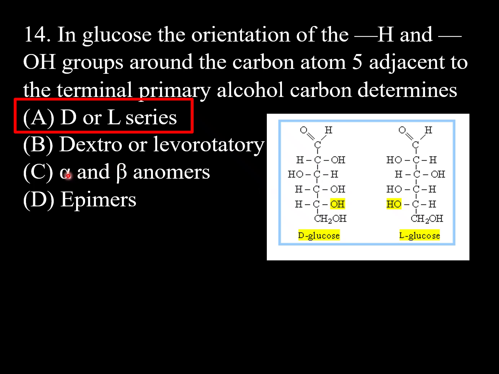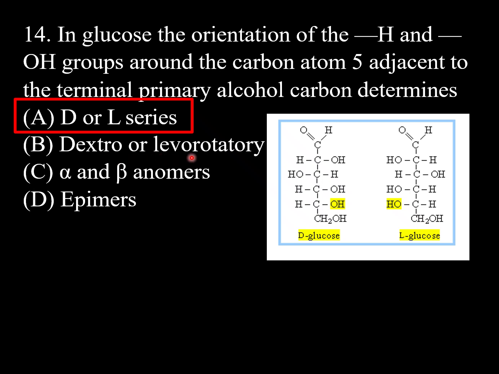We have also seen alpha and beta, in which the hydroxyl and hydrogen orientation was different: alpha when the hydroxyl group is on the downside, and beta when it is on the upside. In Fischer projection, alpha is on the right side and beta is on the left side. And for epimers, we have seen that the orientation differed at only a single carbon atom and the rest were all the same. In the case of the D and L series, there is also a single orientation, but it is at the specific carbon which is attached to the terminal alcohol carbon.